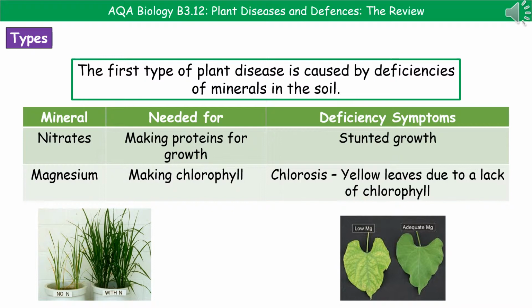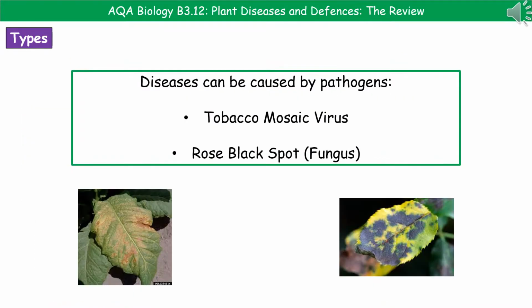So if there's a lack of magnesium in the soil, then our plant suffers with something called chlorosis, which is just where the leaves look yellow, as you can see on the left of the picture there, which is all down to the fact that there's a lack of chlorophyll present, and chlorophyll is obviously the green pigment in our plants. The second type of disease are those that are caused by pathogens.